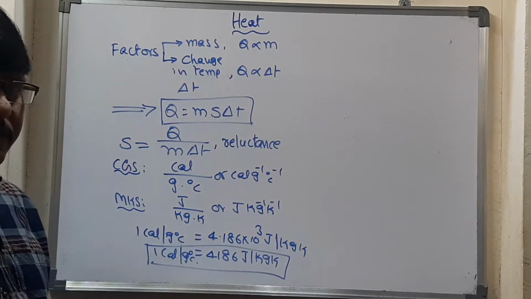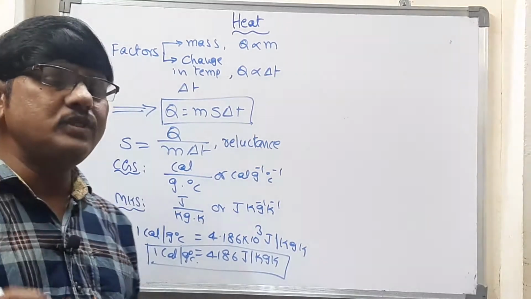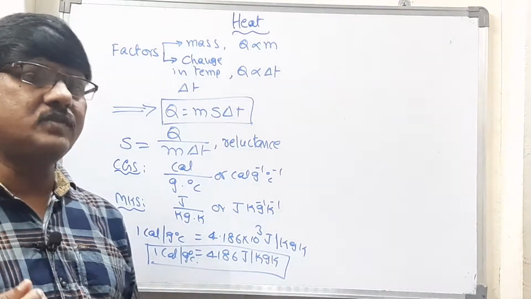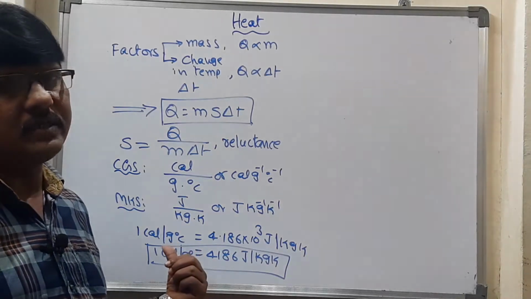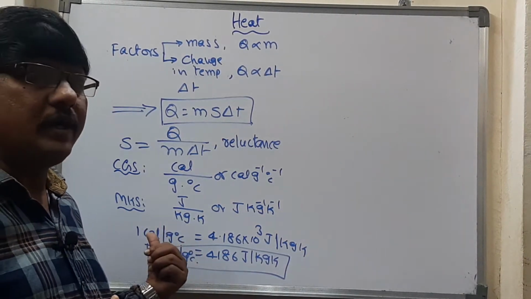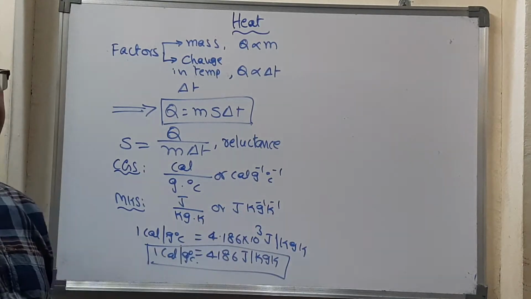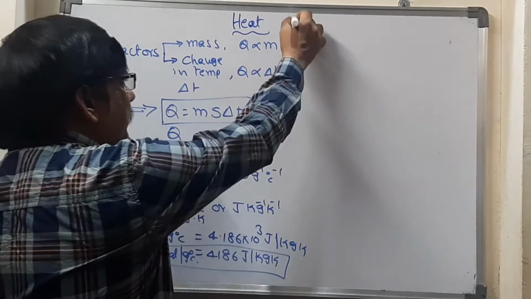This question has been asked many times: which substance has the highest specific heat? Water has the highest specific heat, with a value of 1 in the CGS system and 4186 in the MKS system. Next, what are the applications of specific heat? This is the most important one.